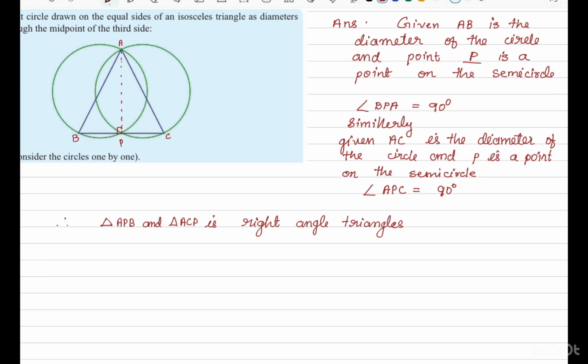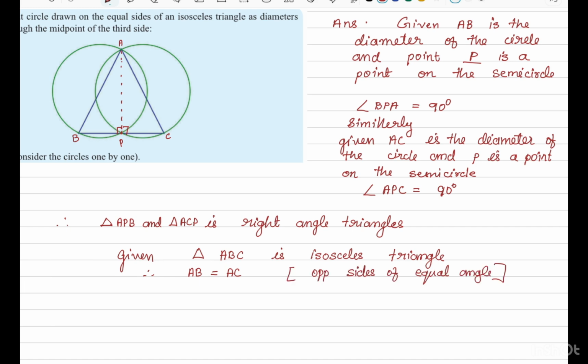Therefore, triangles APB and ACP are right angle triangles. In the question given, the triangle ABC is an isosceles triangle. Therefore, AB is equal to AC, opposite sides of equal angles in an isosceles triangle. So we have AB is equal to AC. Now we can write AB square is equal to AP square plus PB square, and AC square is equal to AP square plus PC square.